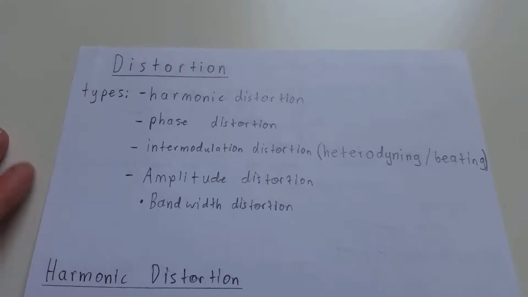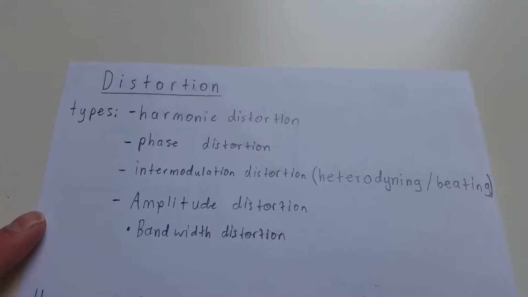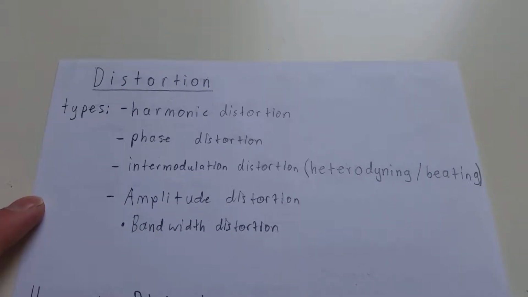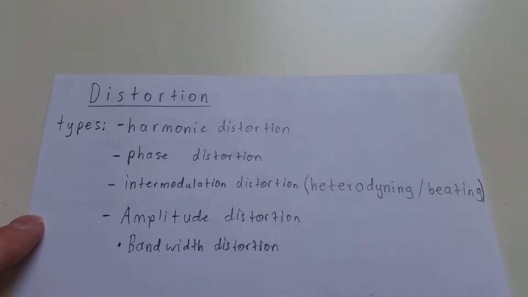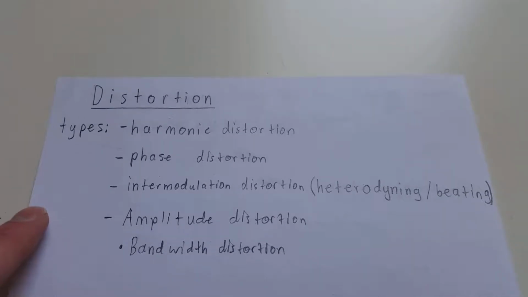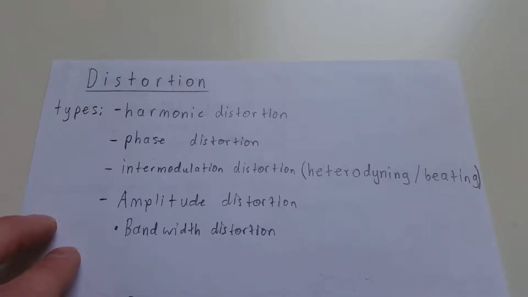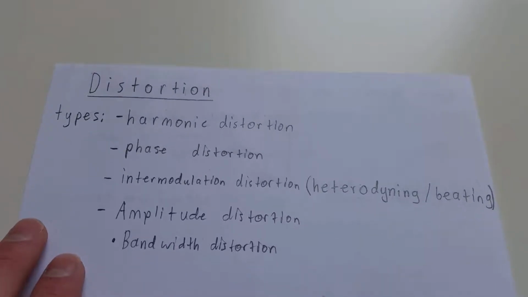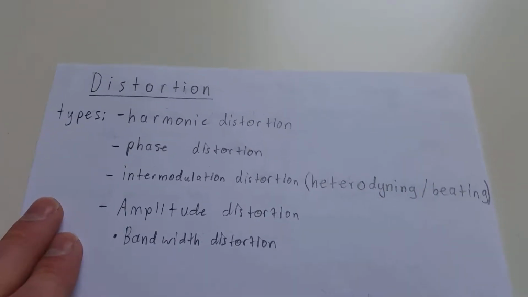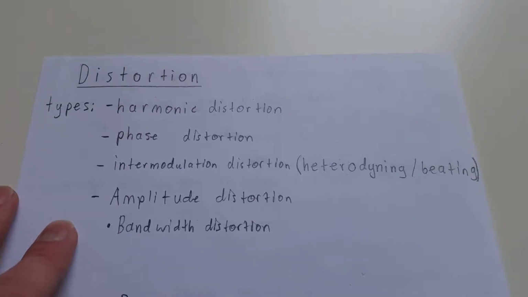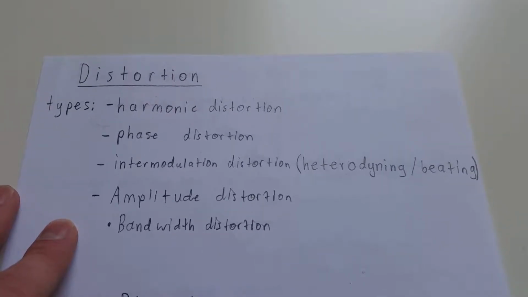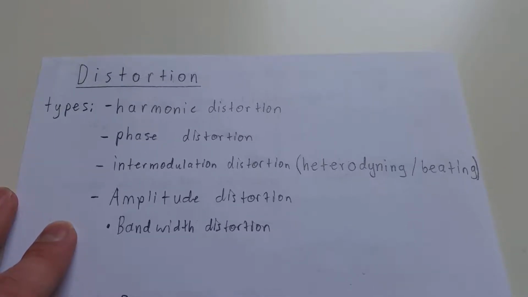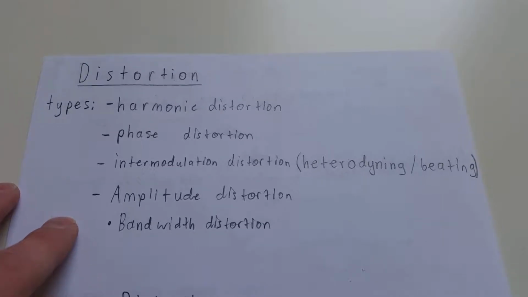Distortion. Perhaps not the sexiest of topics, but if we're going to make our amplifiers sound good, we're going to need to know how it works, and most of all, what it sounds like. Now, there's many different types of distortion, and a lot of them I'm not going to discuss here, but I'm going to discuss the main types, the ones that really matter, namely harmonic distortion, phase distortion, intermodulation distortion, which is also known as heterodyning or beating, amplitude distortion, or basically bandwidth distortion.